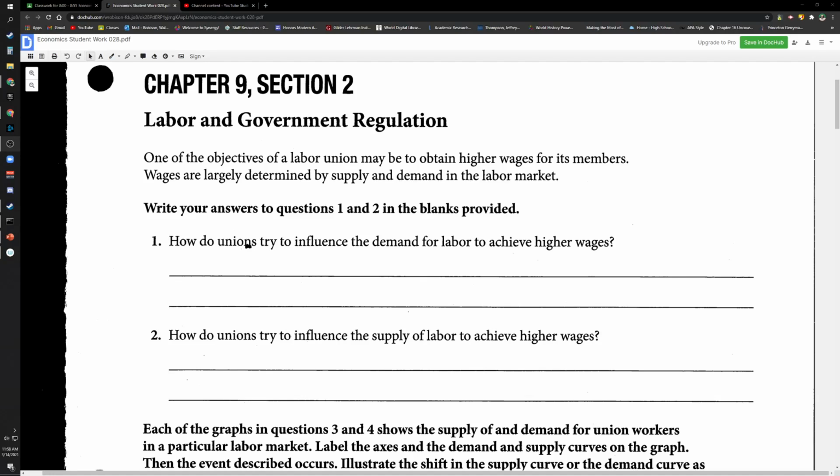Okay, so this is the Chapter 9, Section 2, Labor and Government Regulation, student work. So let's get this going.